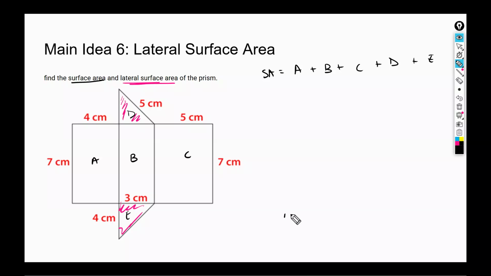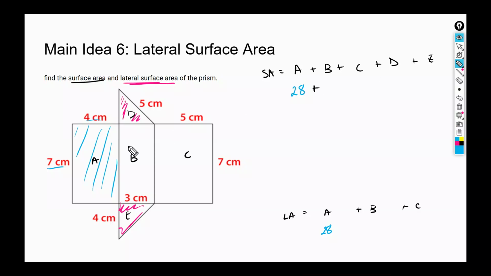So lateral area is just going to be A plus B plus C. And we're just setting it up. We haven't done any math yet. Let's do A. Let's find A here. So here's A right here. A is 7 centimeters by 4 centimeters. Length times width, 4 times 7 is 28. So I can even set it up over here. A is 28.